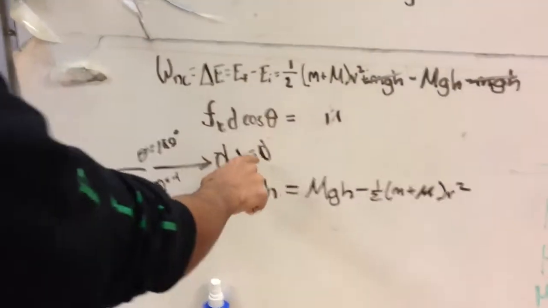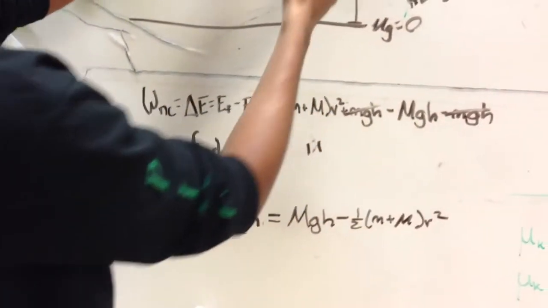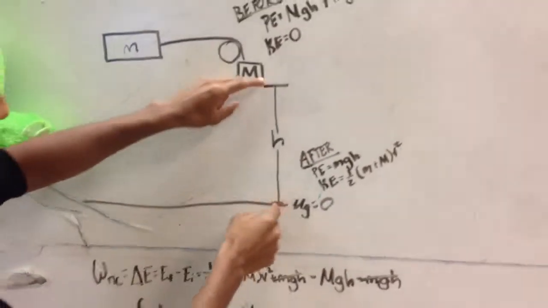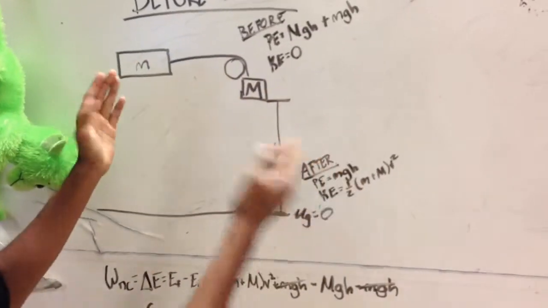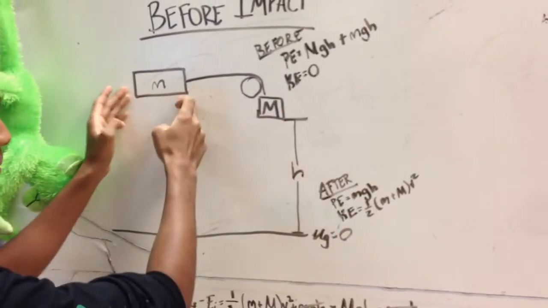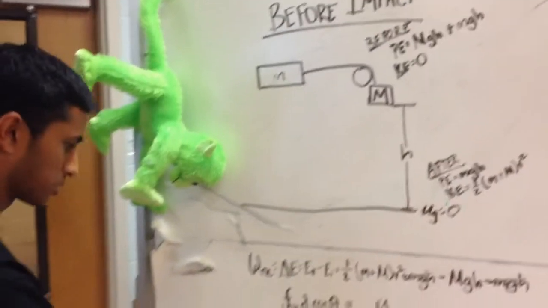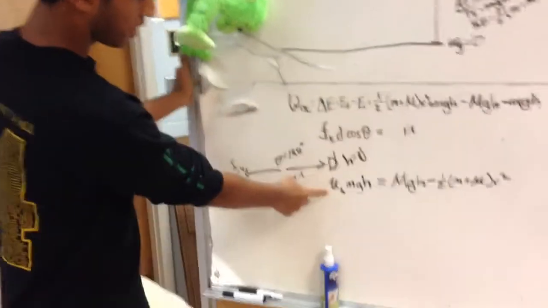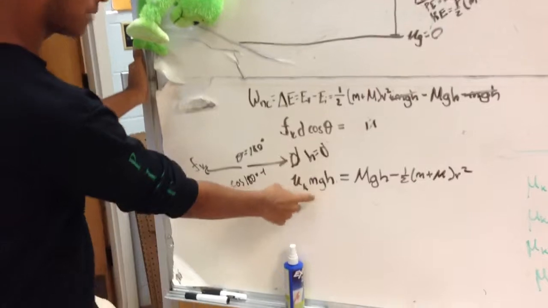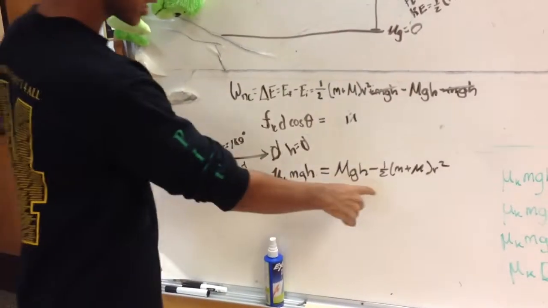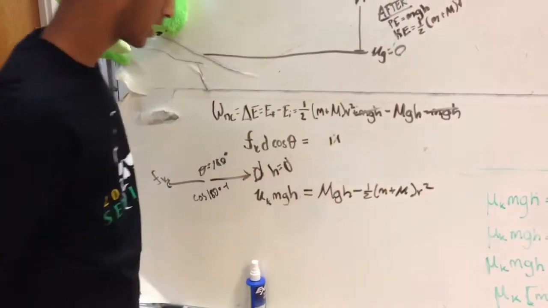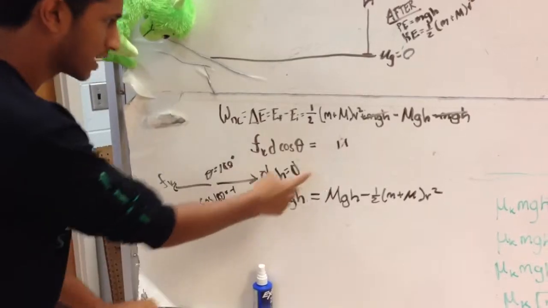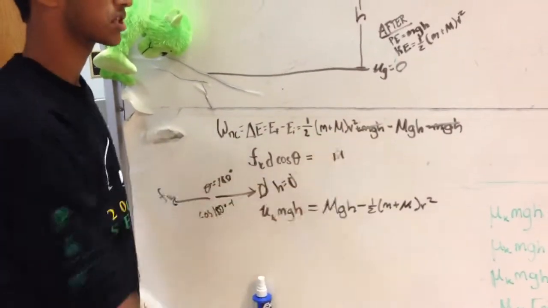Now we just said h equals d, because if you think about it, once it impacts, however much this travels, since it's attached to a string, is the same as how much this will travel. So h equals d. So then we get the coefficient of kinetic friction, mgh, equals big mgh minus this equation for kinetic energy. Once again, we use this -1 to flip the sides of this equation.